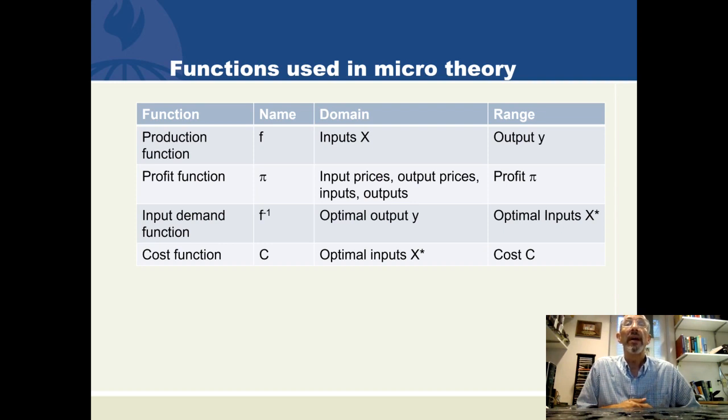Finally, for today, the cost function, labeled by C, has as a domain the optimal inputs, X star. You tell the cost function this is how much flour, sugar, and oil, and the cost function will tell you what it's going to cost to run your donut shop. So that's a foreshadowing of what we're going to cover today, and let's just go through some of the details first on the production function.